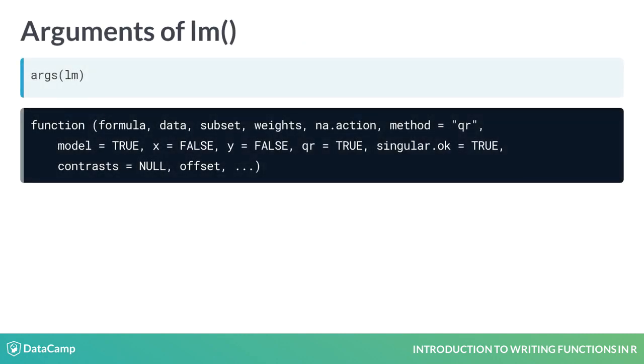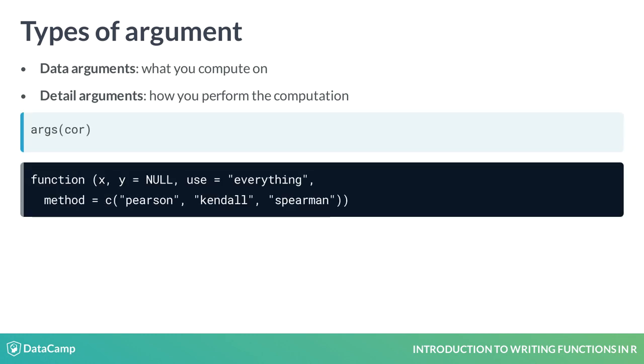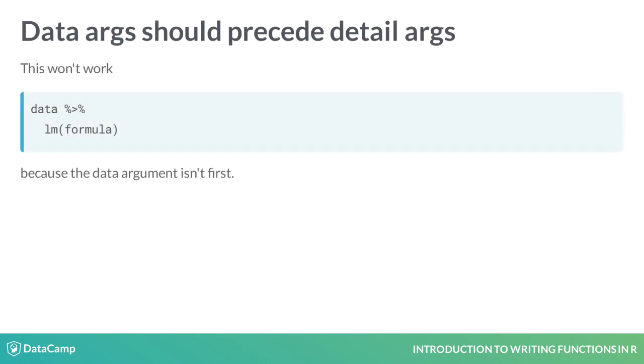As well as naming your function to make it easy to use, you have to put the arguments in a sensible order. There are two types of function arguments. Data arguments are the things that you compute on, and detail arguments tell the function how to perform the computation. For example, looking at the arguments of cor for calculating correlations, x and y are data arguments, and use and method are detail arguments. LM has another problem.